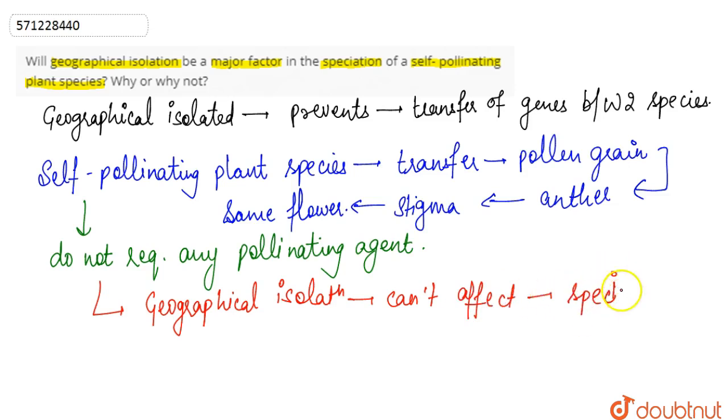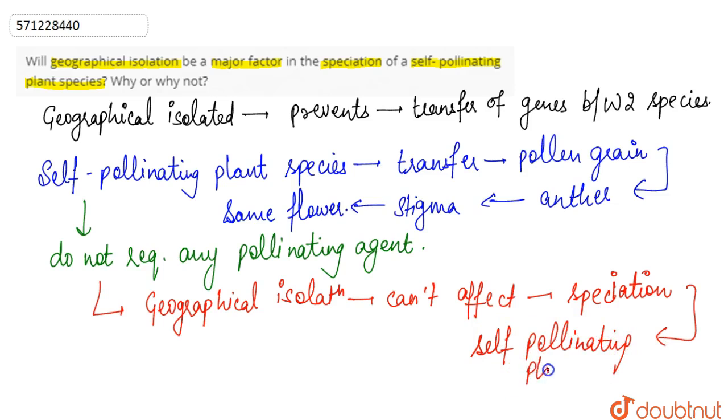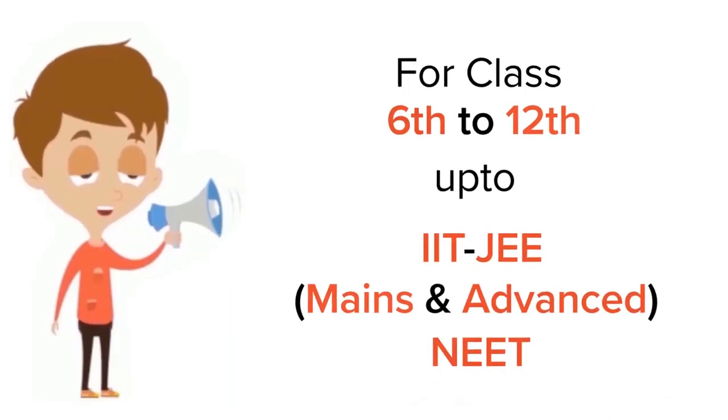of a self-pollinating plant species. So yes, we can say that geographical isolation will not be a major factor in the speciation of a self-pollinating species.